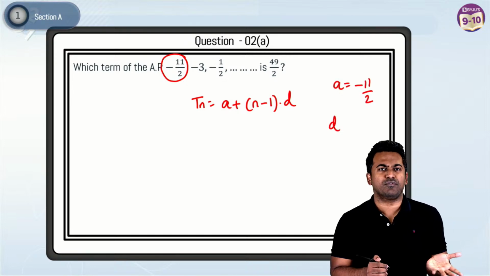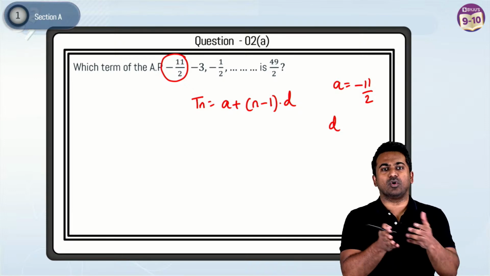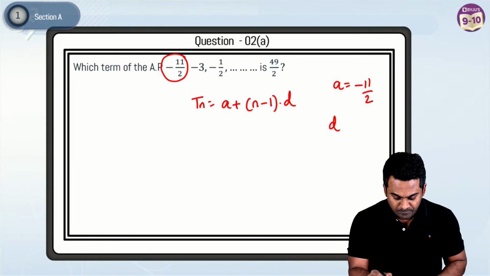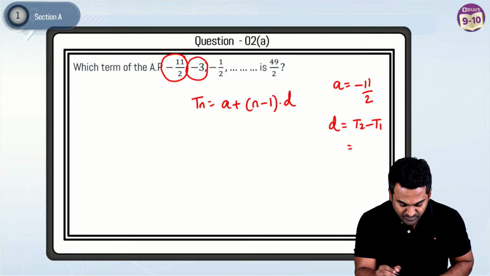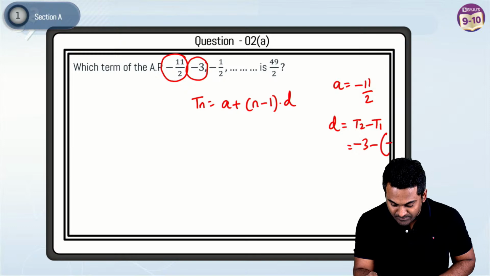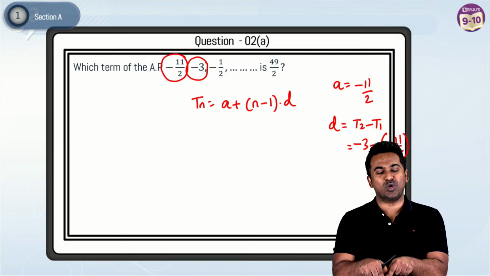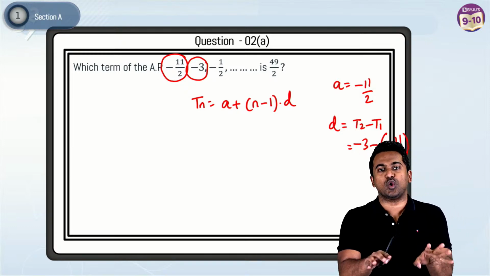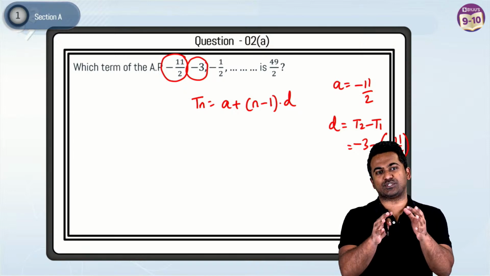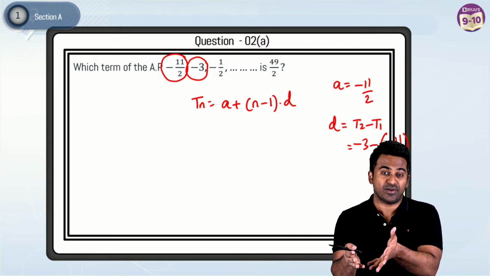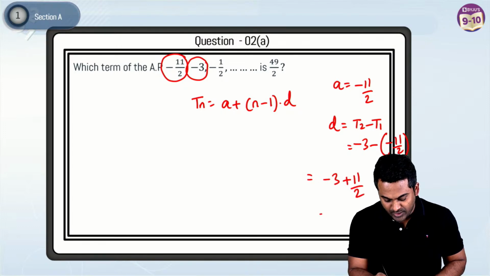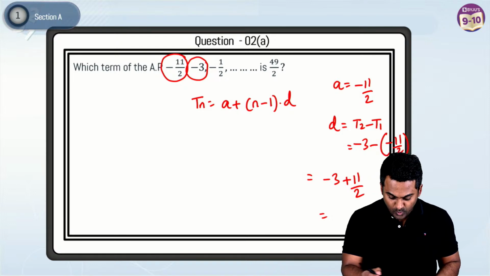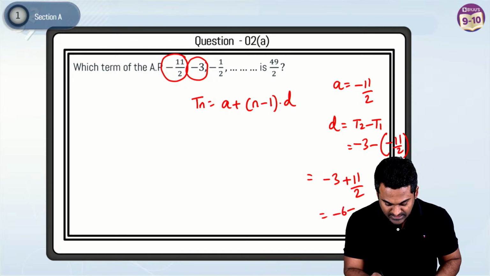And how do you get the common difference? T2 minus T1 or T3 minus T2, whichever you prefer. So this is going to be the difference between the second and the first. So second term, as you can see, is minus 3 minus 11 by 2. So for me, this would be the tricky part. As I always suggest to all my students, be very careful when you're subtracting a negative number from another negative number, because this one would become minus 3 plus 11 by 2, and the common difference, as you can see, will change. So this will be how much? Minus 6 plus 11 by 2, which is going to be 5 by 2.